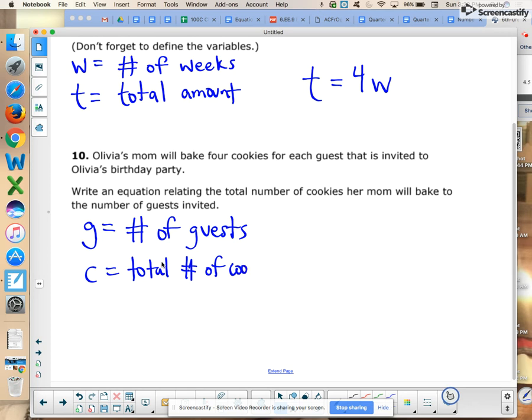Which one is independent? Which one is dependent? C, the total number of cookies, depends on the number of guests that come. So our equation will be C equals 4G.